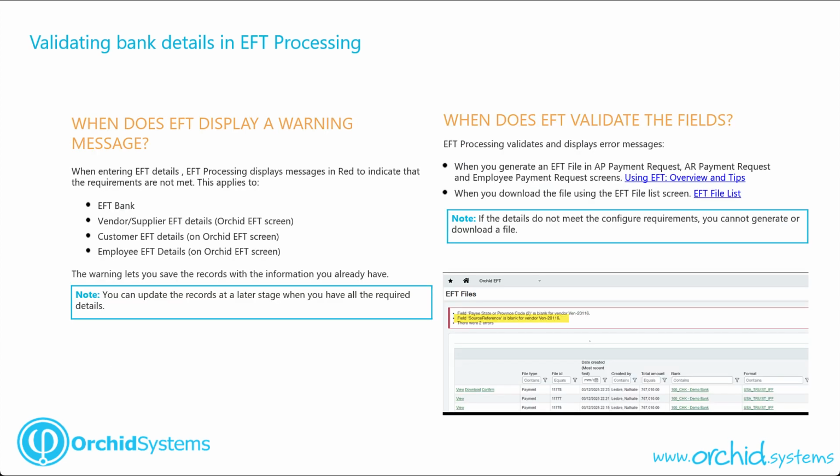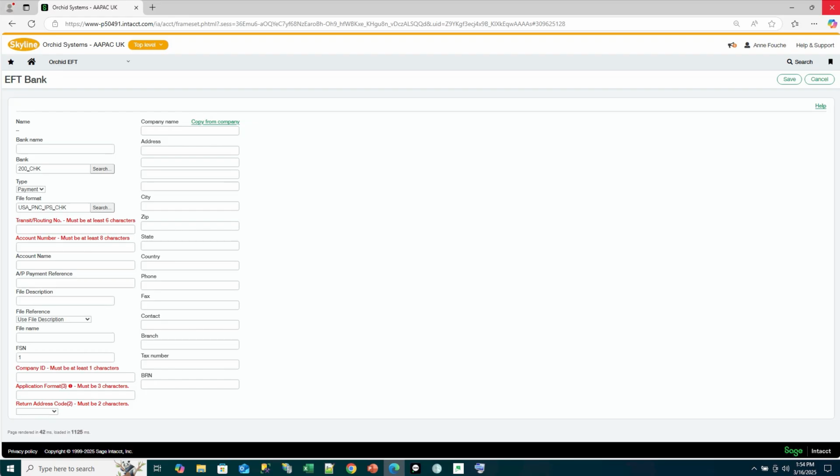When you generate a file using the payment request screens, or when you download the file using the EFT file list, you cannot generate or download the file if the details do not meet the requirements of the format that you are using. So you will see an error message telling you which vendor or bank, which field isn't right. So I'm going to hand back to Anne to show us how the validation works in Sage Intacct.